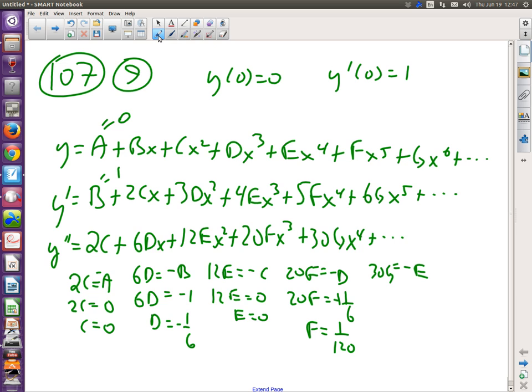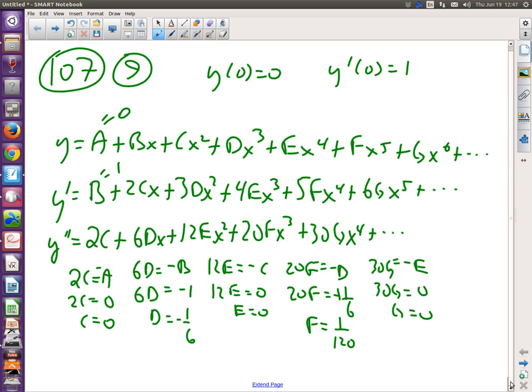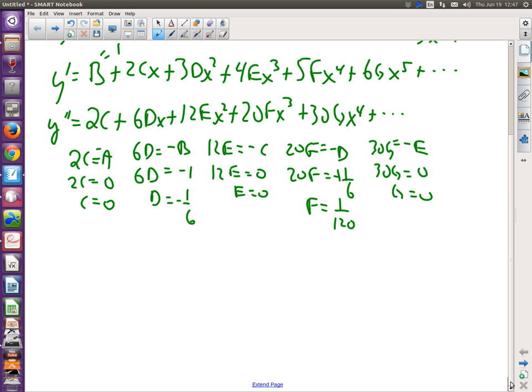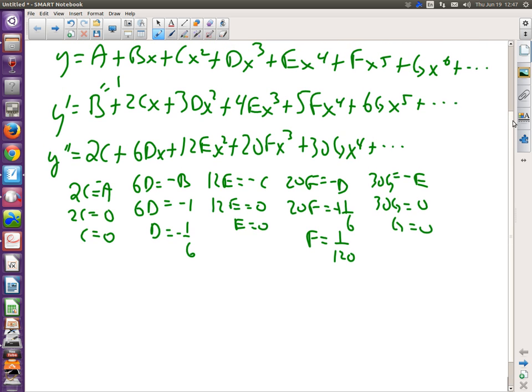30g. So 30g is 0, makes g 0, right? All right, so let's write out the solution. I'm just going to write out the first line with A, B, C, D, E, F, and G filled in.